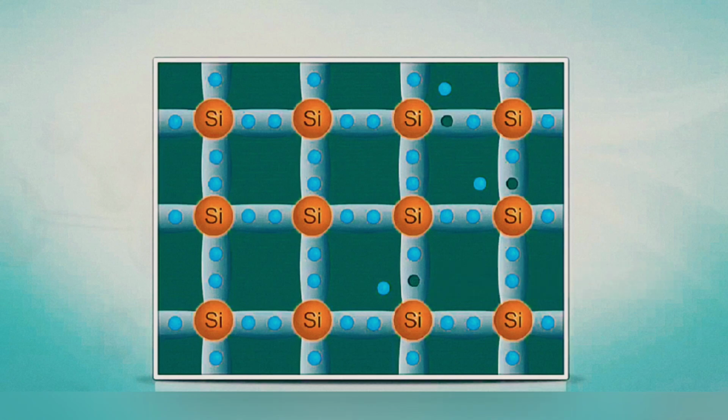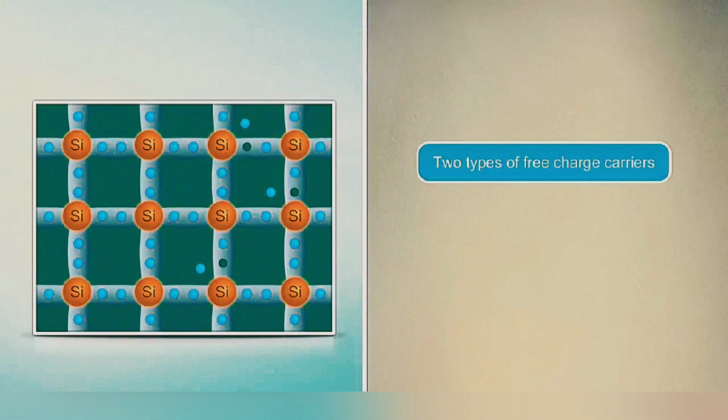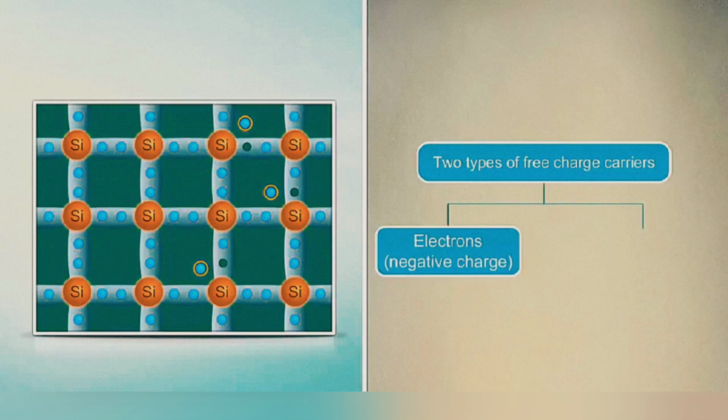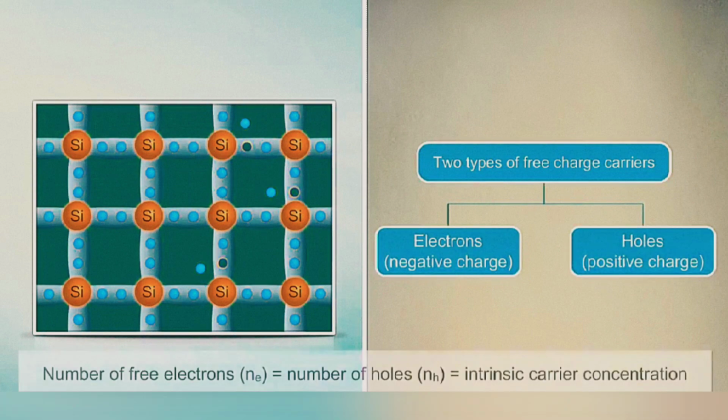Thus, in intrinsic semiconductors, there are 2 types of free charge carriers: electrons with a negative charge and holes with a positive charge. The number of free electrons, n_e, is equal to the number of holes, n_h. The concentration of electrons or holes is also known as intrinsic carrier concentration.